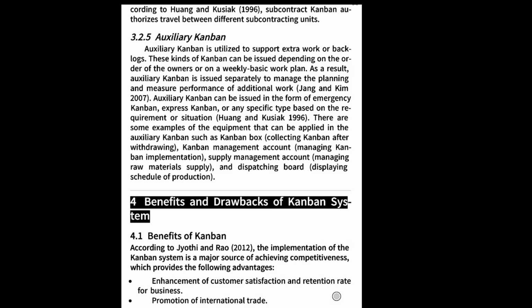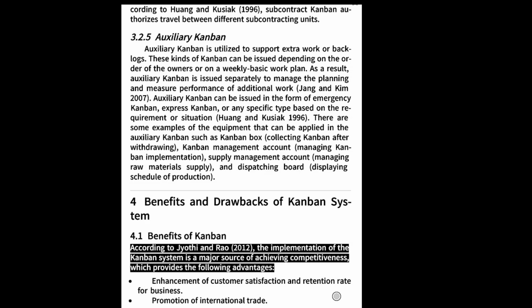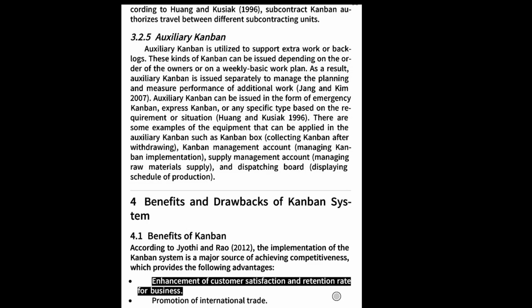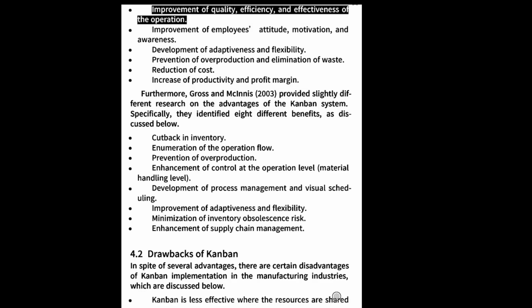4 Benefit and Drawback of Kanban System. 4.1 Benefit of Kanban. According to Jody and Rao 2012, the implementation of the Kanban system is a major source of achieving competitiveness, which provides the following advantages. Enhancement of customer satisfaction and retention rate for business. Promotion of international trade, improvement of quality, efficiency, and effectiveness of the operation.